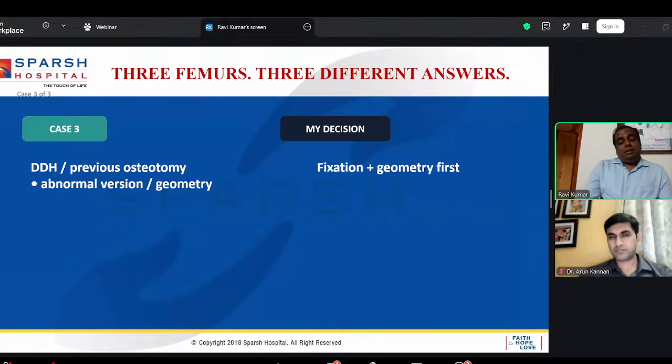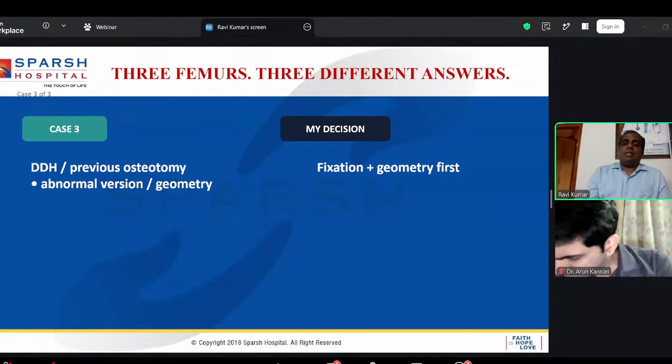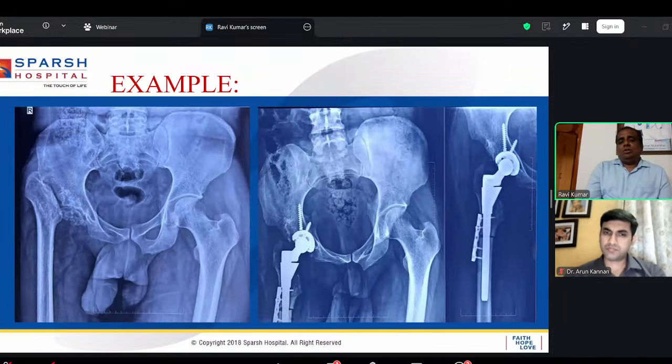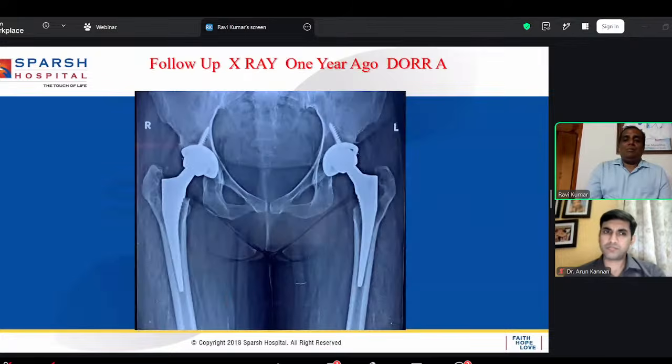Case 3, there is a DDH, previous osteotomy, abnormal version, excessive anteversion, geometry is altered, the metaphyseal diaphyseal junction is altered. So in this case, my fixation will be metaphyseal fixation. My loading will be in the diaphysis, and if needed, an STSO. For example, this is the case. We've done a subtrochanteric osteotomy and an S-ROM-like stem, and the patient is doing very well. So this is one of our cases.